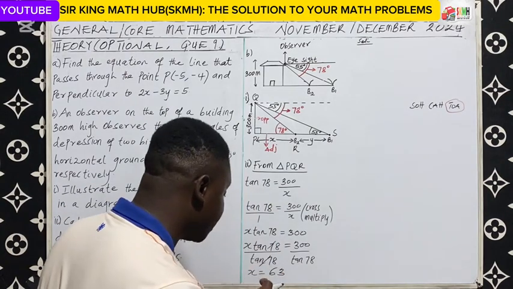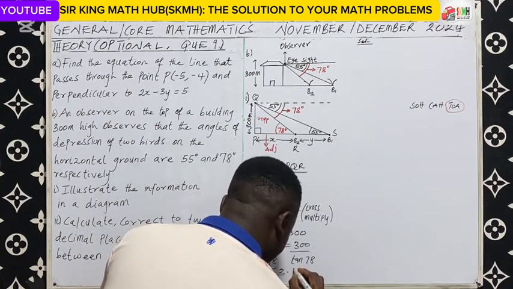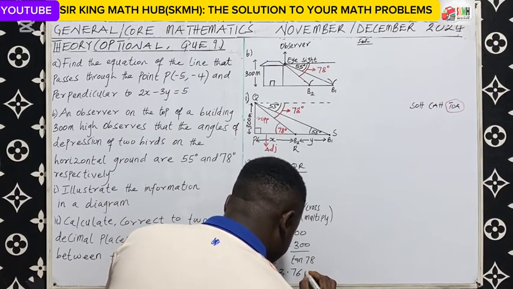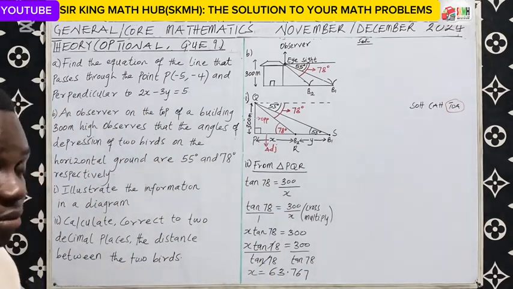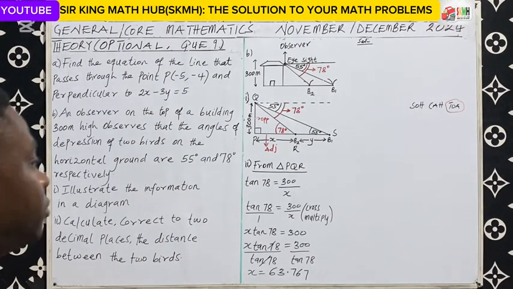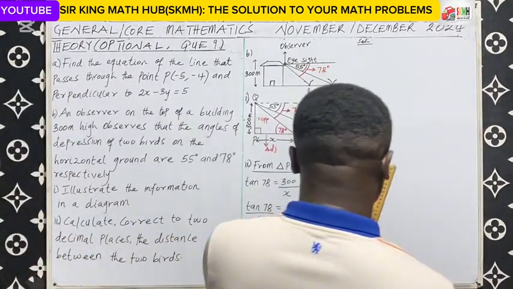So for now, I'm correcting it to 3 decimal places, 63.767 to 3 decimal places for now. But that is not the final answer. That is not the final answer.